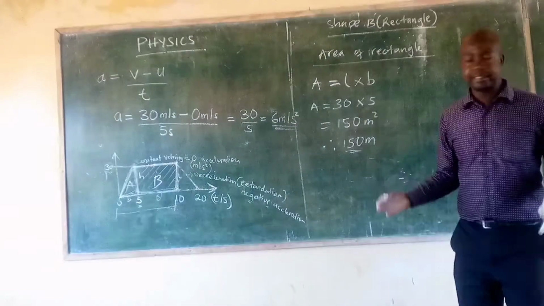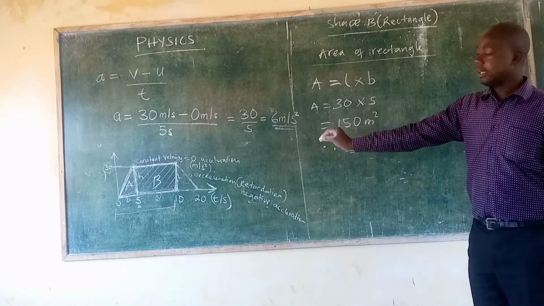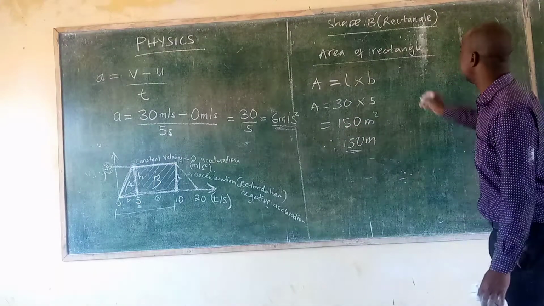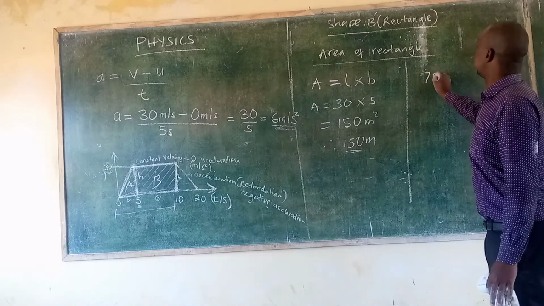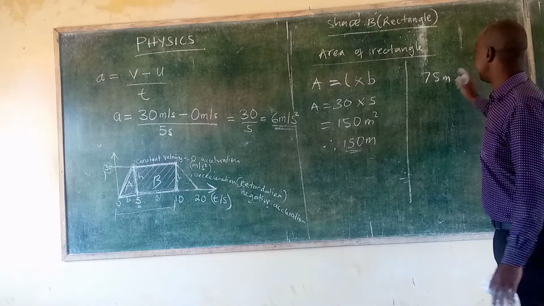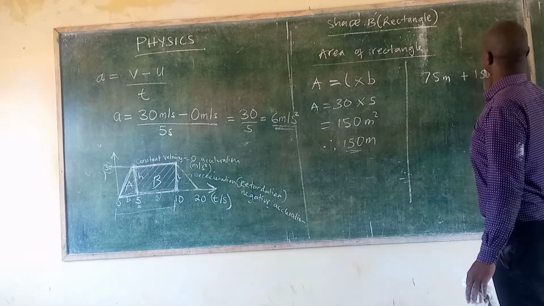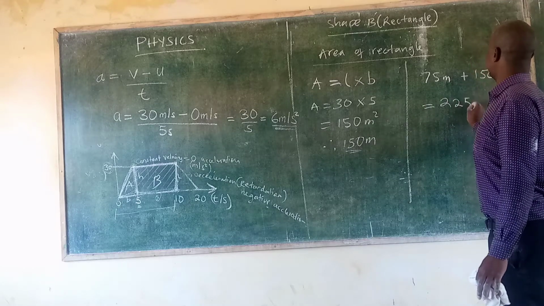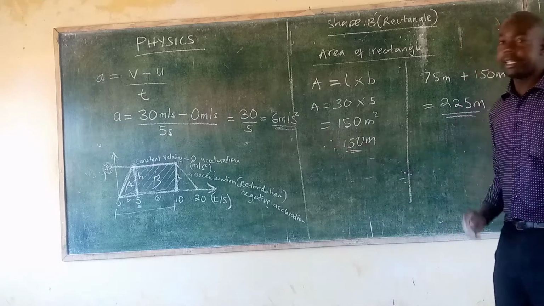Now, the total distance in 10 seconds, from 0 to 10, will be the addition of the area of the triangle and the area of the rectangle. So we add. What was the area for the triangle? 75. Okay, the distance was 75 meters plus the other distance is 150 meters. What's the answer there? 225 meters. Okay, that is the total distance from 0 to 10 seconds.